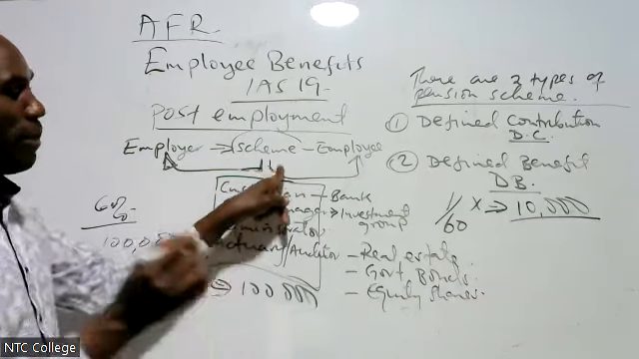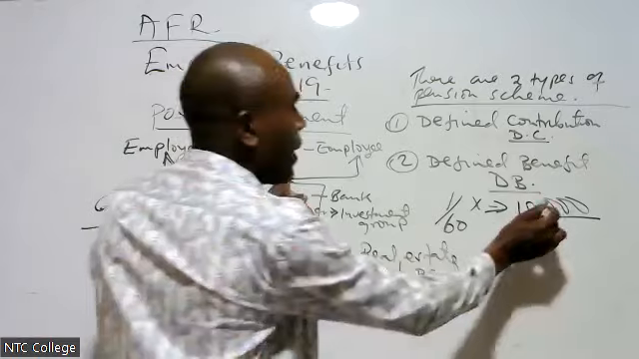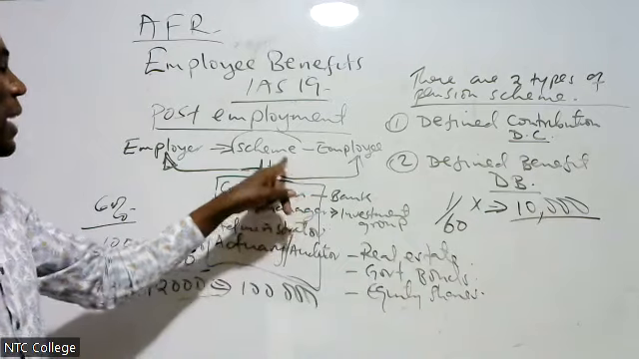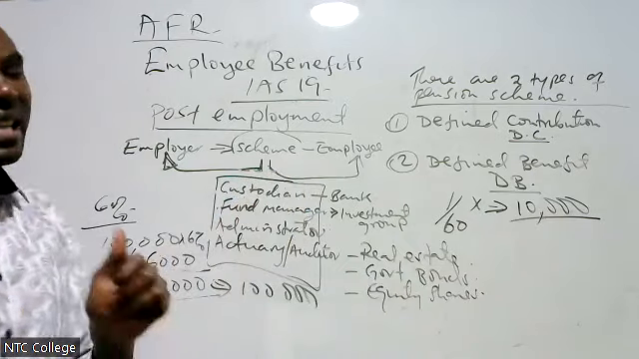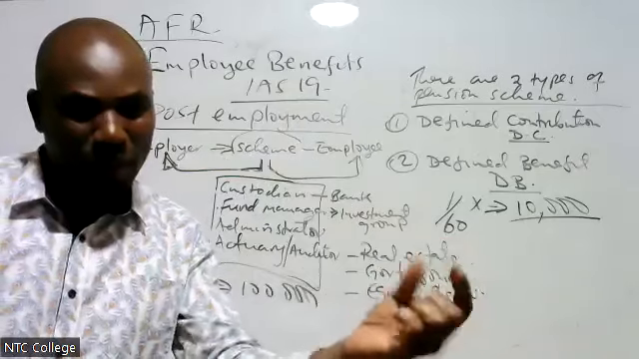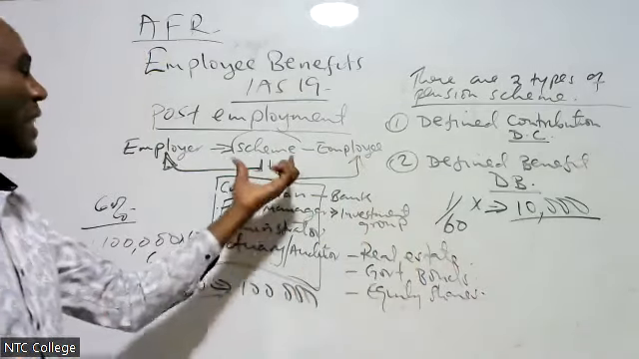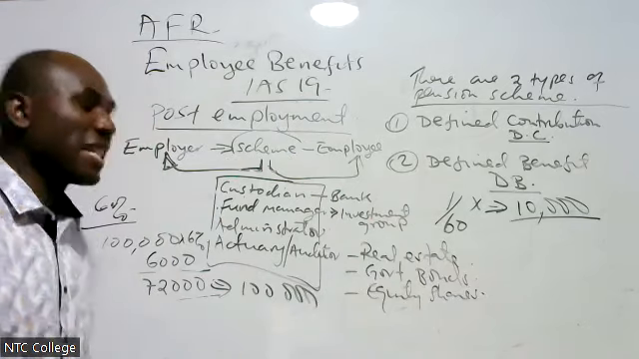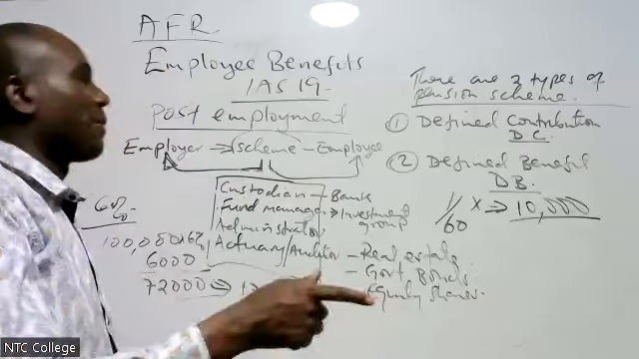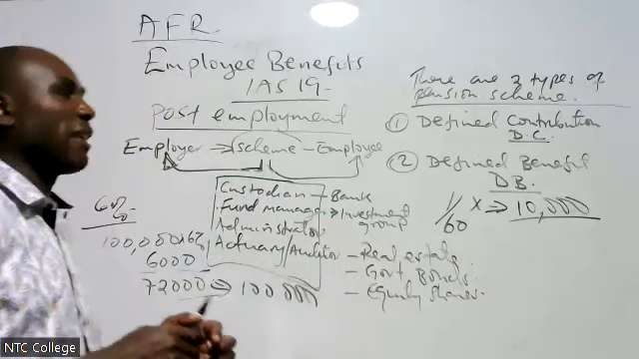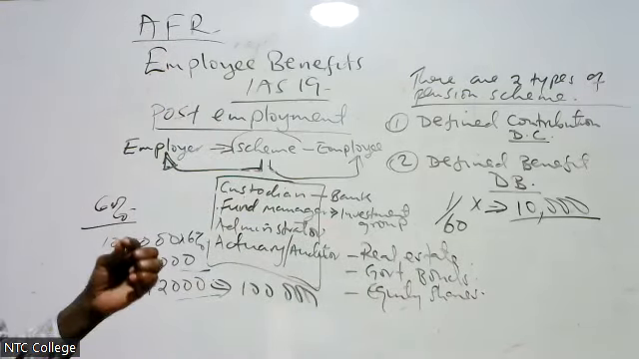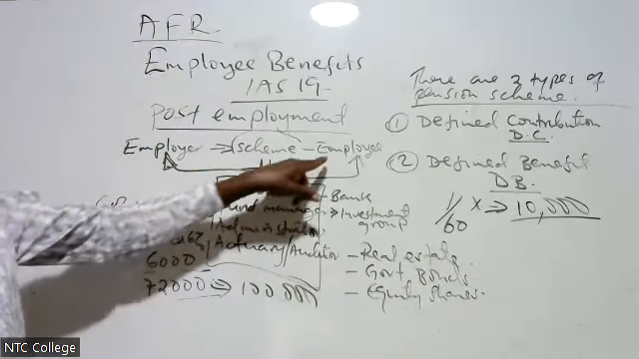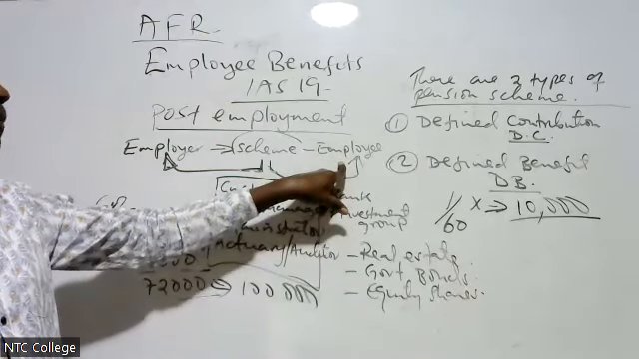If the scheme performs very well, remember the employer will pay you 10 million. Therefore, if the scheme performs very well, then the employer will contribute a very minimum amount, very little. But if the scheme does very poorly, then it means that the employer will go back to the pocket and contribute more and give more. If the scheme is doing poorly, the employer will have to go back to the pocket and give a lot of money for the benefit of the employee.